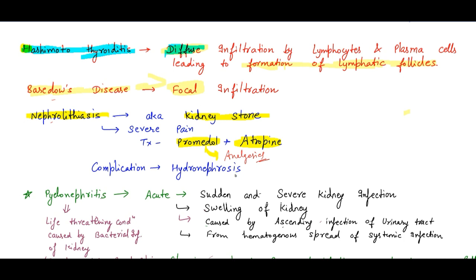What is the complication for nephrolithiasis? Hydronephrosis. Remember this because it is important. You will never find hydronephrosis in the question, but if you read the question carefully, then you will get it. This is for those who don't read the question. So nephrolithiasis complication: hydronephrosis.